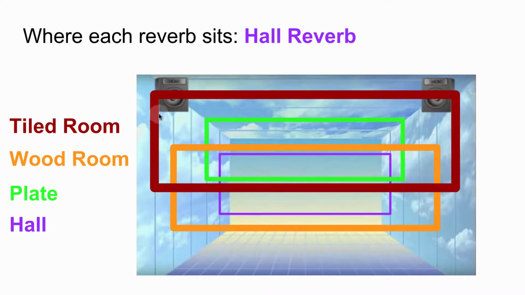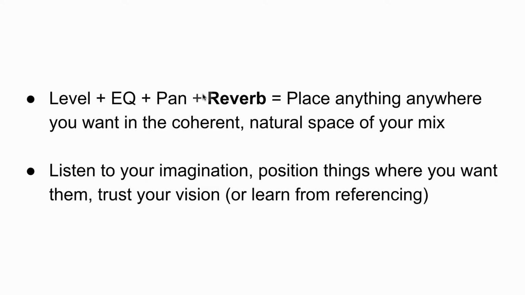And so this, I hope, is a helpful visual representation of what the 4 reverbs in the framework are doing. And the key point is this, though. With level, EQ, pan, and reverb, you can place anything anywhere you want in the coherent natural space of your mix.